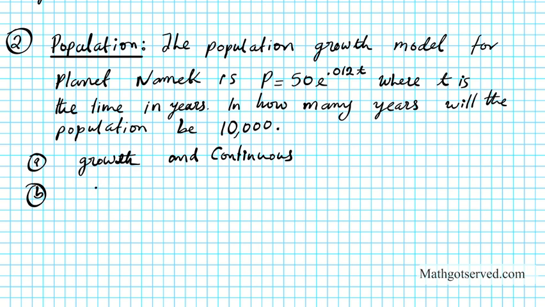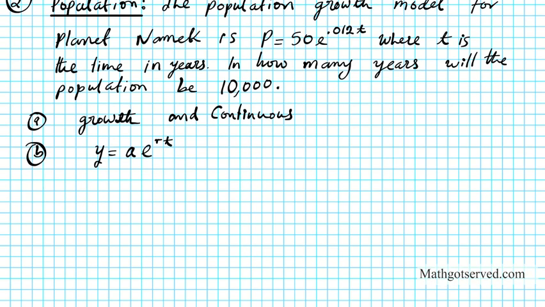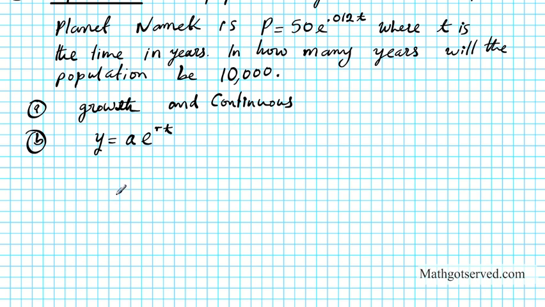Now, what is the formula that we're going to use? The formula that we're using here is y equals a e to the rt. Okay, now let's see what each component means. A is the initial amount. What is the initial amount?